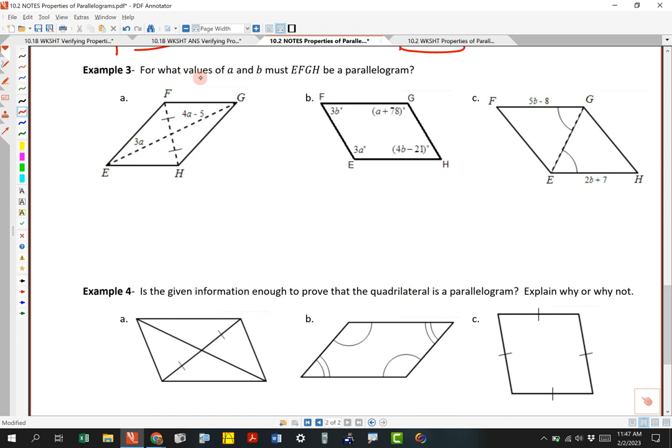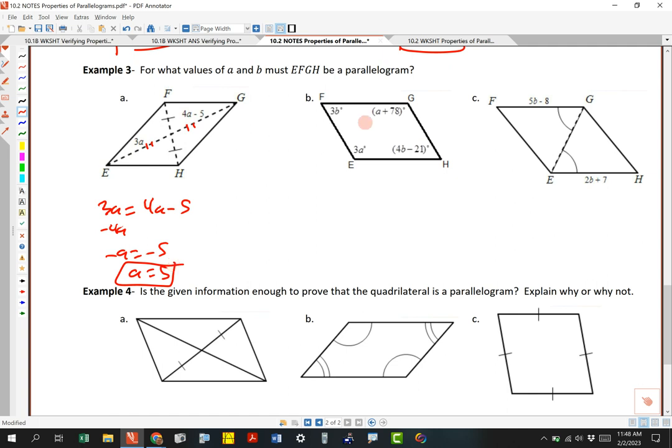Okay. Find the values of a and b, or what would we need for a and b in order to make that a parallelogram? Oh, so it's kind of the same thing. Keely, if this was a parallelogram, what would have to be true about this diagonal right here? Yeah, these two pieces would have to be equal to each other. So 3a would have to equal 4a minus 5. So a would have to be 5. Yes.